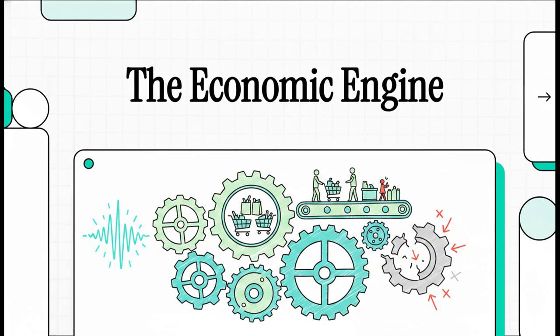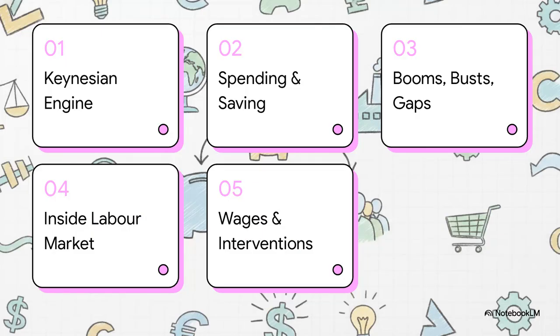When this engine is humming along, societies thrive. But when it sputters, that's when people start losing their jobs. So today, we're going to pop the hood and decode exactly how this machine works. To make sense of it all, we've got a clear roadmap.